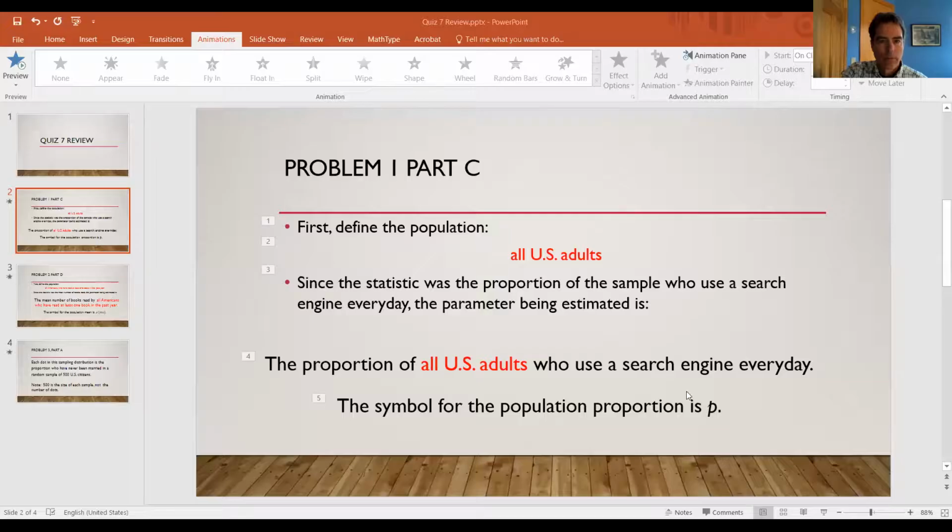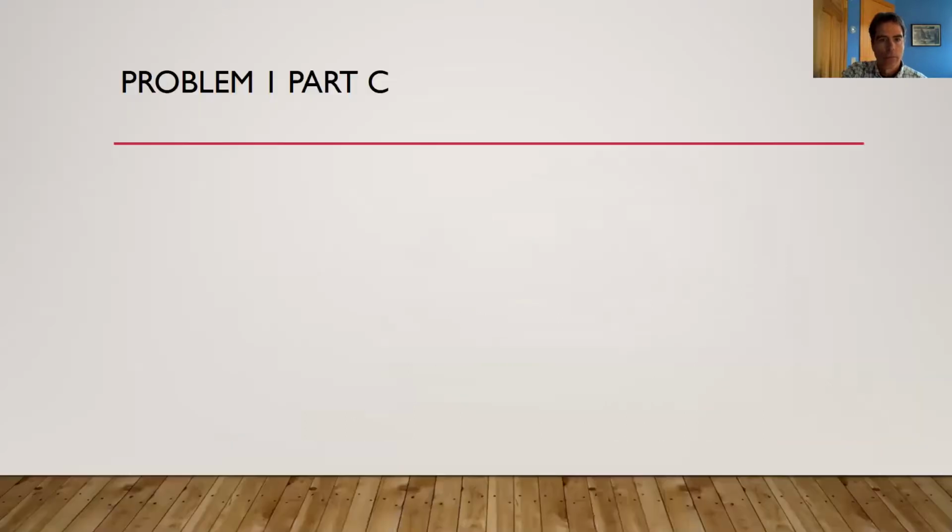Okay, now we'll go back and look at number 1, part C. In part C, it asks us to describe in words the parameter that's being estimated. And this is similar to number 2, part D.